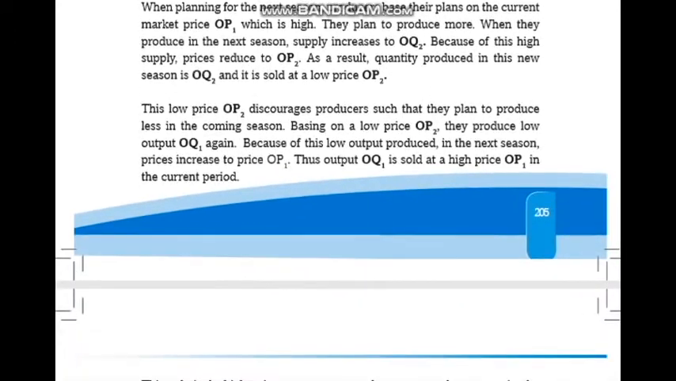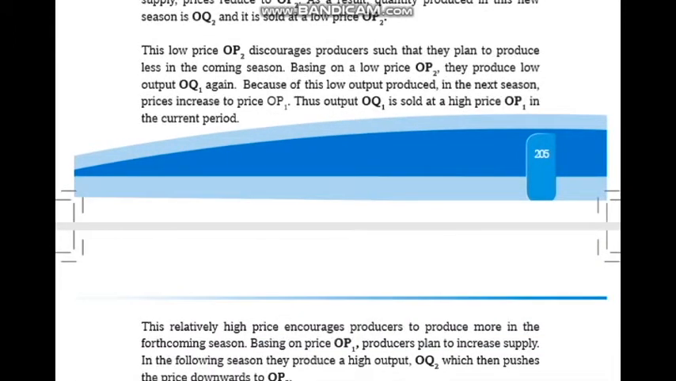When planning for the next season, producers base their plans on the current market price OP1, which is high. They plan to produce more. When they produce in the next season, supply increases to OQ2. Because of this high supply, prices reduce to OP2. As a result, the quantity produced in this new season is OQ2, and it is sold at a low price OP2. So this low price OP2 discourages producers, such that they plan to produce less in the coming season.